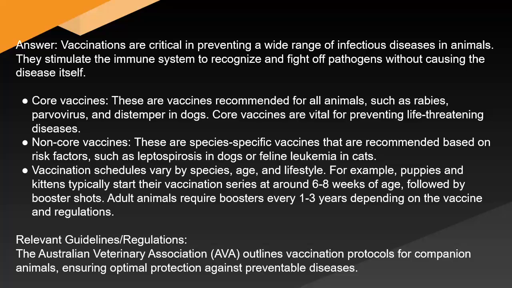Non-core vaccines: these are species-specific vaccines that are recommended based on risk factors, such as leptospirosis in dogs or feline leukemia in cats. Vaccination schedules vary by species, age, and lifestyle. For example, puppies and kittens typically start their vaccination series at around 6-8 weeks of age, followed by booster shots. Adult animals require boosters every 1-3 years, depending on the vaccine and regulations. Relevant guidelines, regulations: the Australian Veterinary Association (AVA) outlines vaccination protocols for companion animals, ensuring optimal protection against preventable diseases.